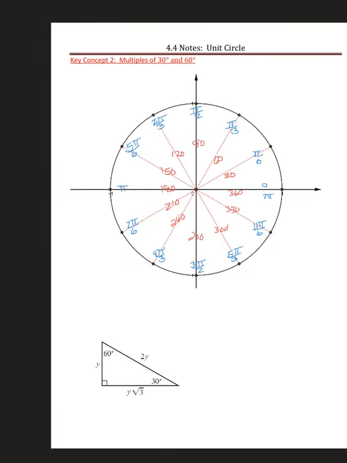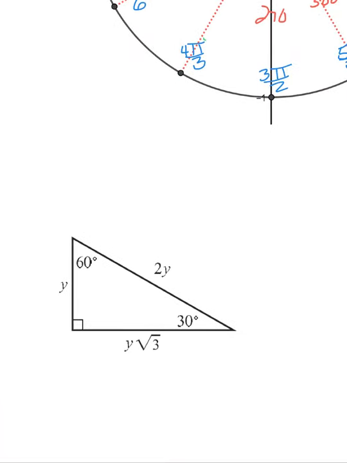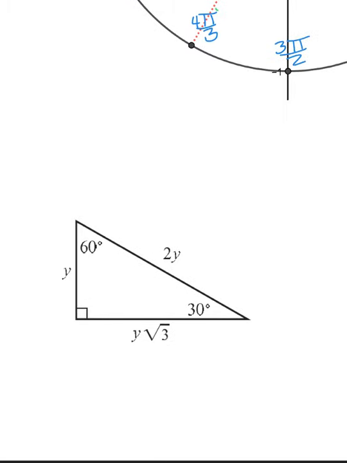Now we're going to take a look at the special right triangle 30, 60, 90, and we're going to use these properties to find the x and y coordinates all the way around that circle for these special angles 30, 60, and all the multiples of 30 and 60. So remember this diagram. A 30, 60, 90 is basically half of an equilateral triangle. Actually, I'm going to go ahead and draw that.